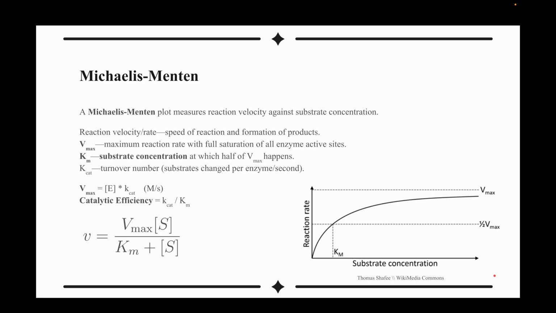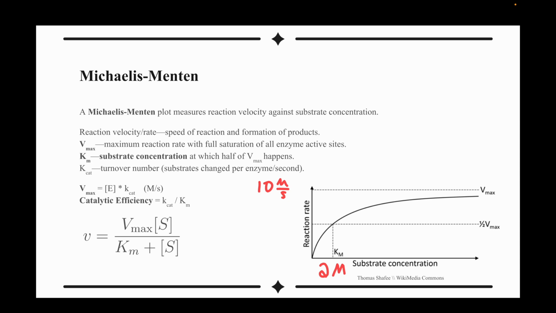Important to understand here, Km is a substrate concentration. So while Vmax might be in units of 10 molar per second, Km is going to have units of, let's say, 2 molar. Kcat is another term you'll see. This is the turnover number, and it describes the amount of substrates changed per enzyme per second.